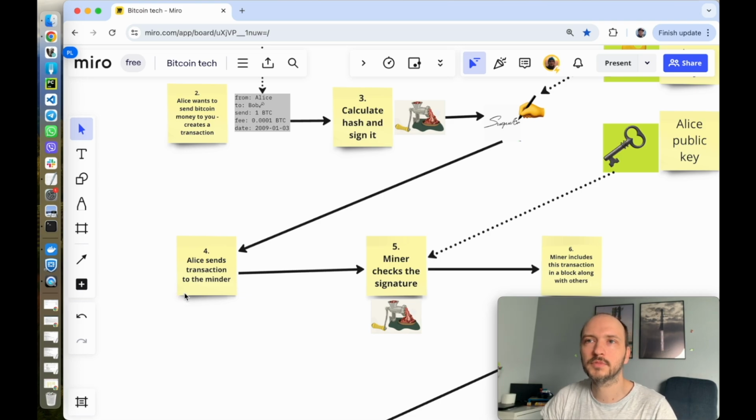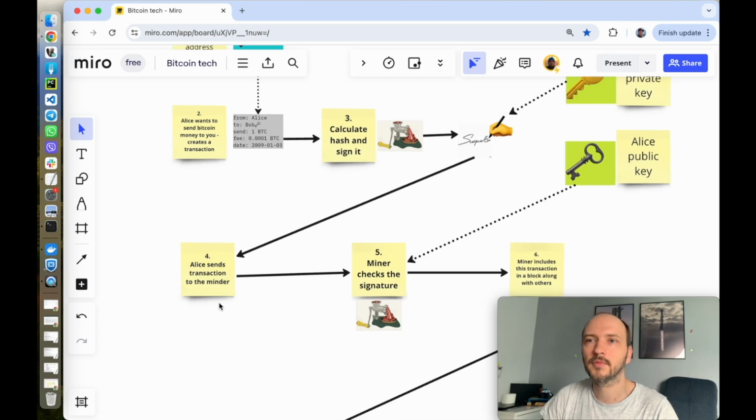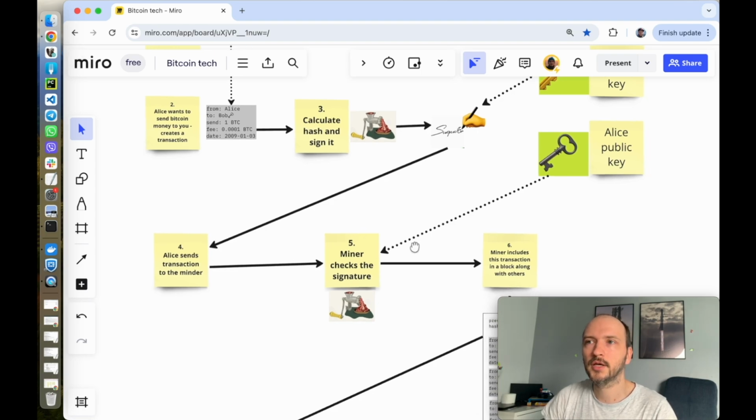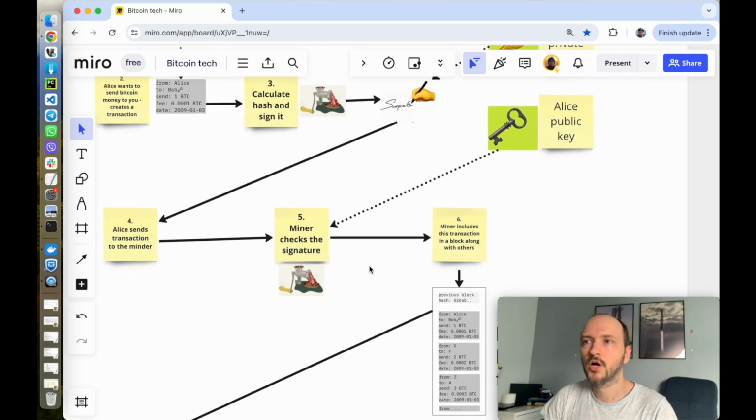So I won't go into detail on how exactly it's done. She just knows some addresses that she can send the transaction to. So she shares this transaction, and then the miner checks the signature, whether this money transfer was actually authorized by Alice using her public key. He also checks that Alice has this money in her wallet. If the checks pass, the miner includes this transaction in the block that he is at the moment trying to create.